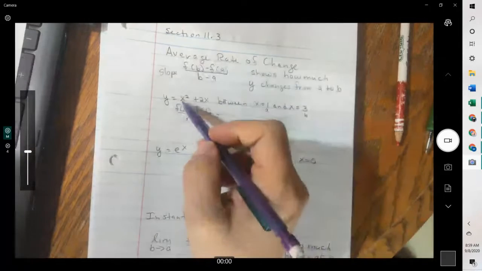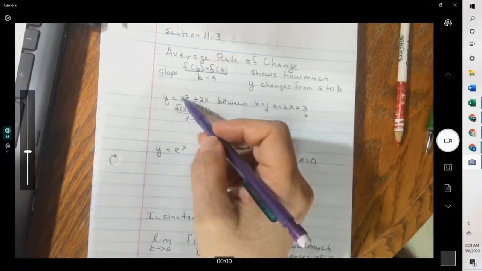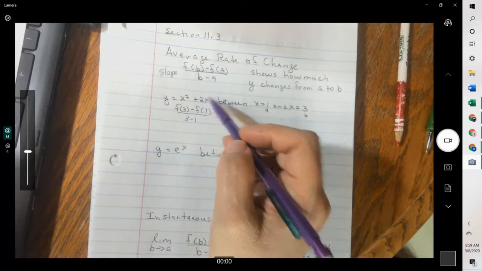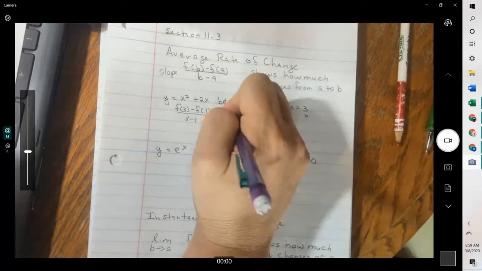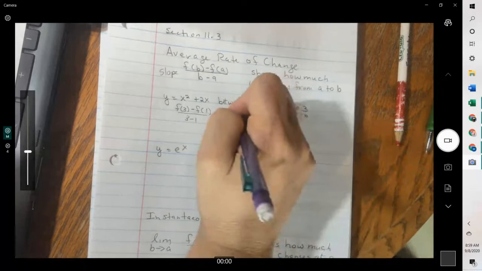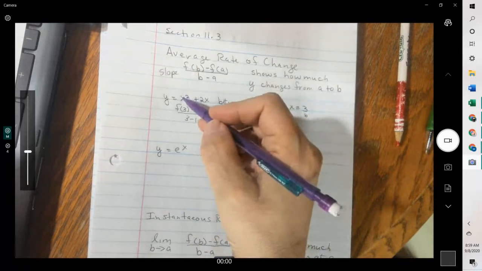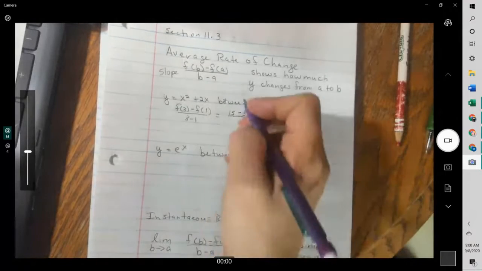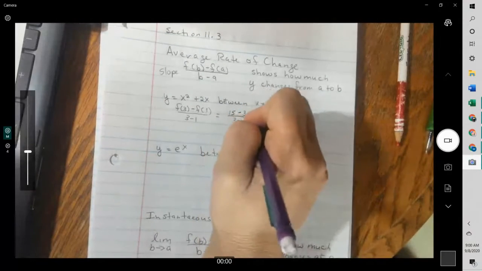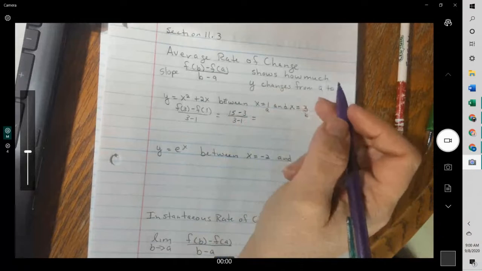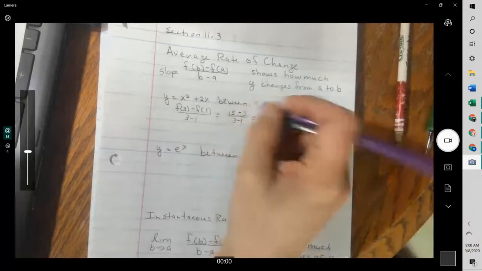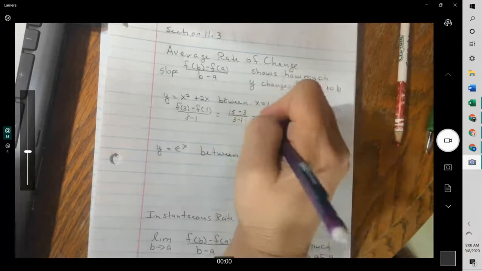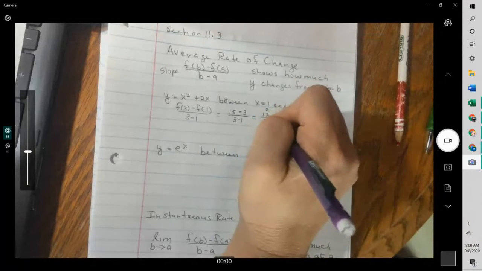So we just plug it into here. If we plug in 3, 3 squared is 9, plus 6 is 15. Minus, plug in 1. 1 squared is 1, plus 2 times 1 is 3. Over 3 minus 1, or 2. So 15 minus 3 is 12 over 2, which is 6.